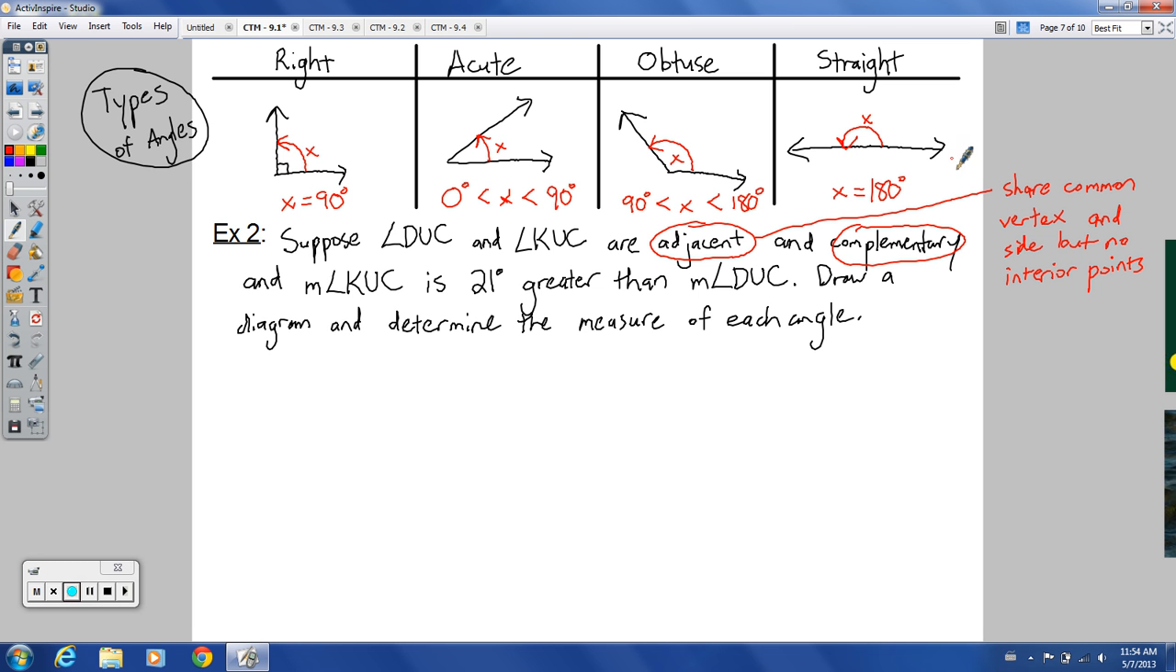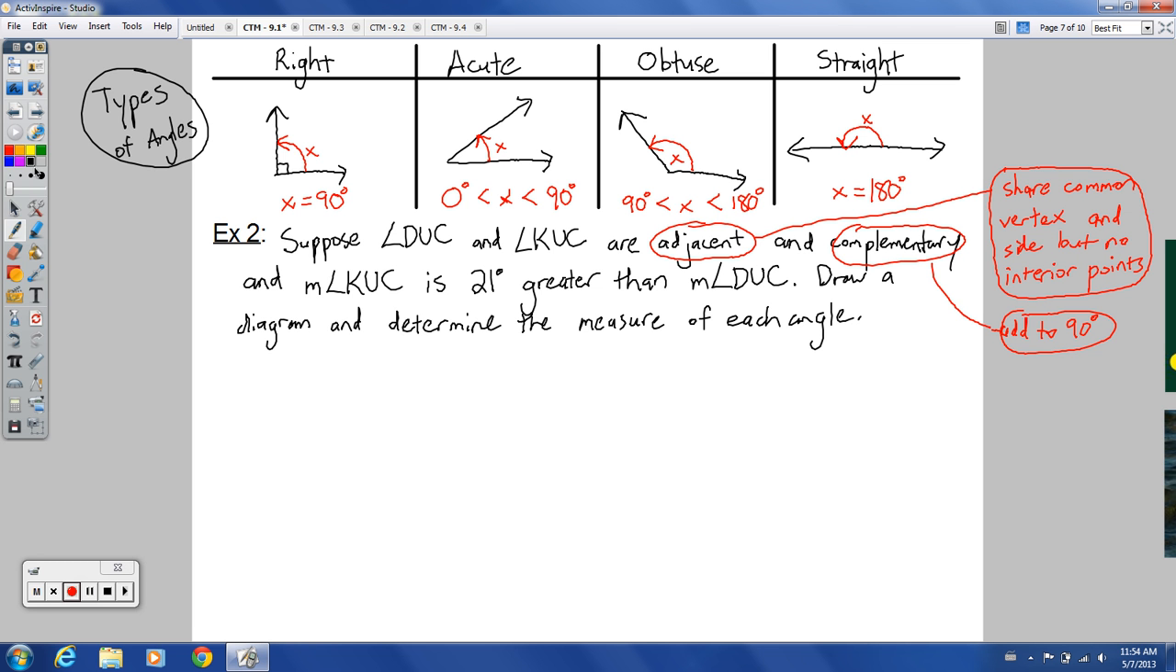So we'll draw the picture and talk a little bit about how that relates to the picture. Interior points would just be the points inside, in a sense, in the angle. So I would shade this part, that would be the interior of the obtuse angle. Shade this part, the interior of the acute angle. Complementary just means that they add to 90 degrees. So two angles that add to 90, we call those complementary.